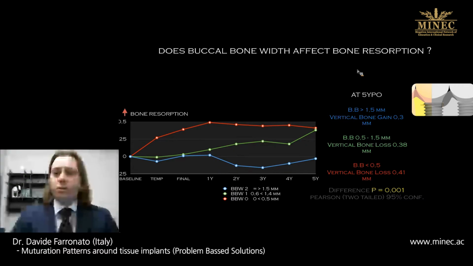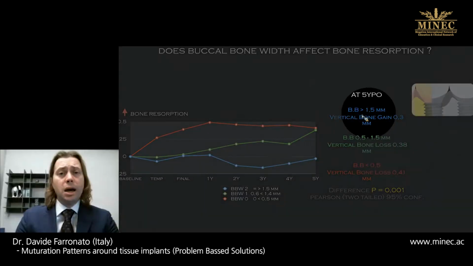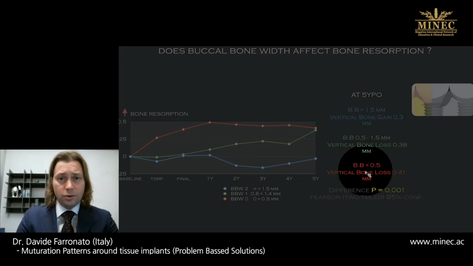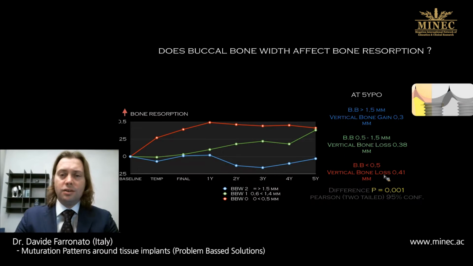The bone resorption was significantly different when the buccal bone next to the implant shoulder was more than 1.5 millimeter compared to when it was less than 0.5 millimeter. But this actually is not a problem for the patient. We still know this situation, but what the patient actually cares about is what happened to the tissue height.